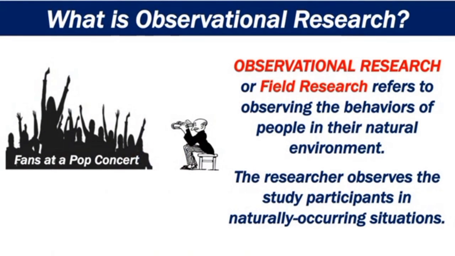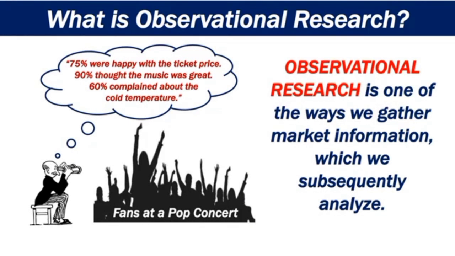What is observational research? Observational research or field research refers to observing the behaviors of people in their natural environment. The researcher observes the study participants in naturally occurring situations, such as studying how people act at a pop concert. Observational research is one of the ways we gather market information, which we subsequently analyze. For example, we can observe fans at a pop concert and then analyze their behavior. We can determine how many were happy with the ticket price, how many enjoyed the actual concert, and how many complained about the temperature.